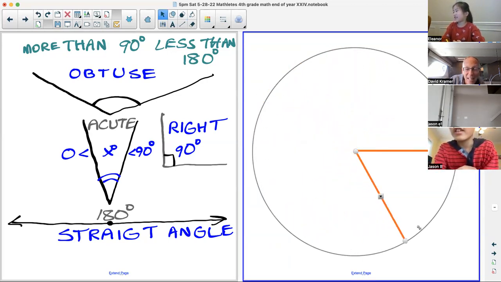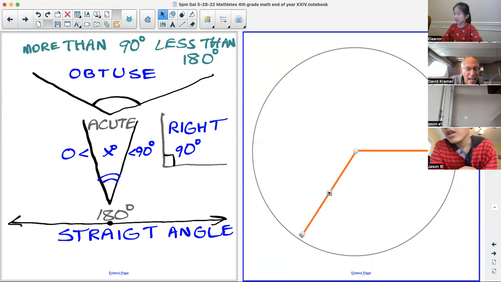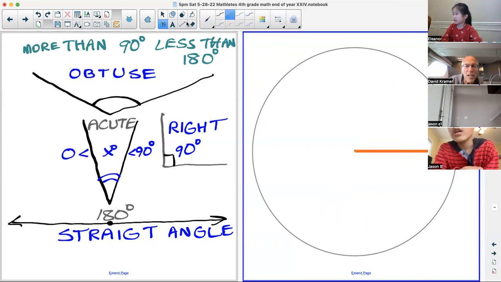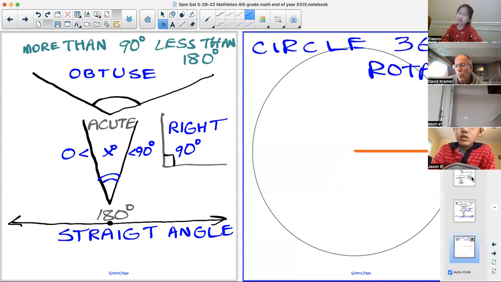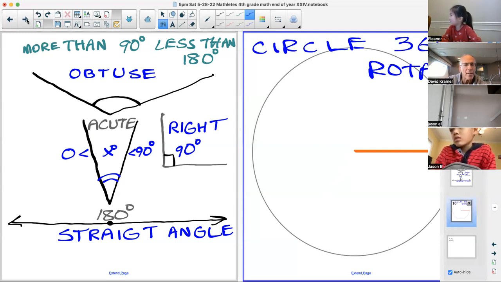Now, guys, look at this. Look at what's happening. Every time it spins one rotation, it's 360 degrees. A circle is a 360 degree rotation. Oh my gosh. Now, let's go explore some more crazy mathematics.